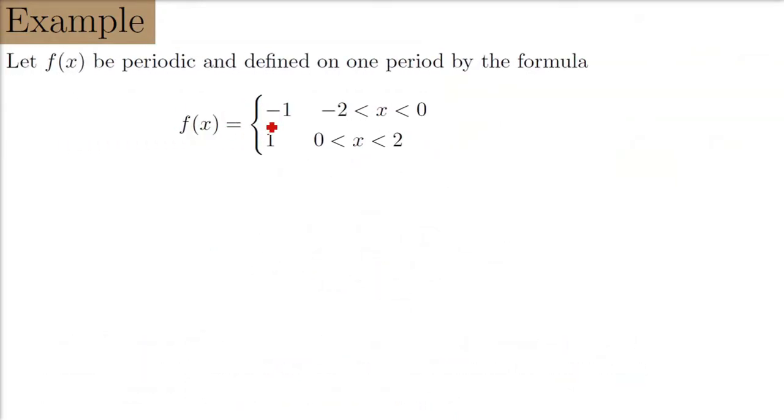Now this is the example. Let us say that f(x) is a periodic function and the one period is defined by this expression. This is piecewise linear. We are dealing with a periodic, piecewise linear function, and then we are going to integrate it, per what the Fourier series says.